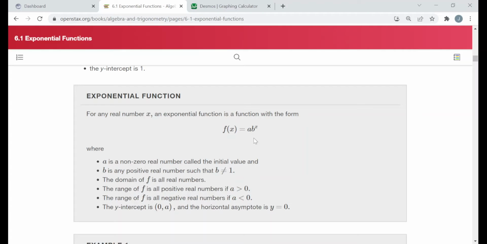Great. And I'm hoping that watching me go through these several examples here helps you out when you're asked to identify whether a function is exponential or not on your own.